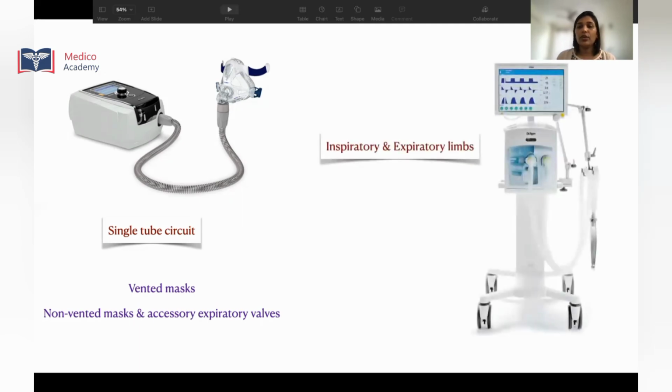In case you're using the critical care ventilator, then, as you can see in the picture, they have inspiratory and expiratory limbs separate. So you need not worry about venting. So you can use a non-vented tight fitting mask, because whatever expiratory gases are there, they'll be vented out through the expiratory limbs of the circuit.